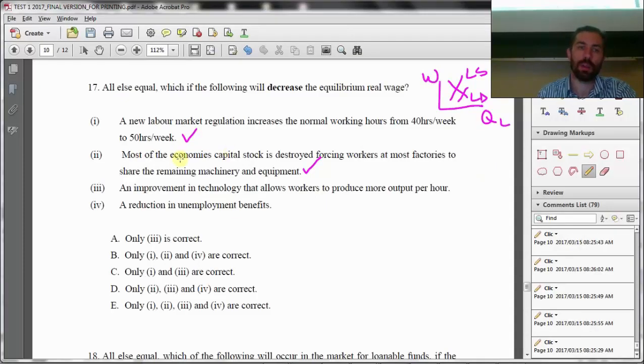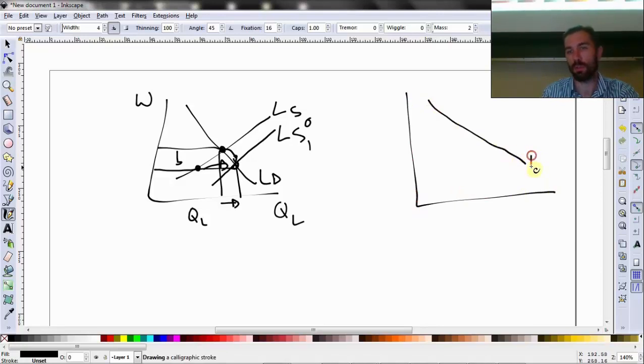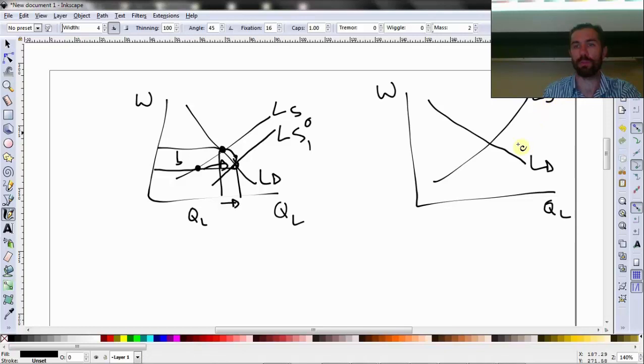Okay? If your economy's capital stock is destroyed, what happens? Well, remember that labor productivity and labor demand are linked. Your labor demand is dependent on how productive your labor force is, because you have to pay them a wage, and their productivity has to be at least as good as the wage you're paying them for the firm to be profitable. So if you destroy capital, they become less productive.